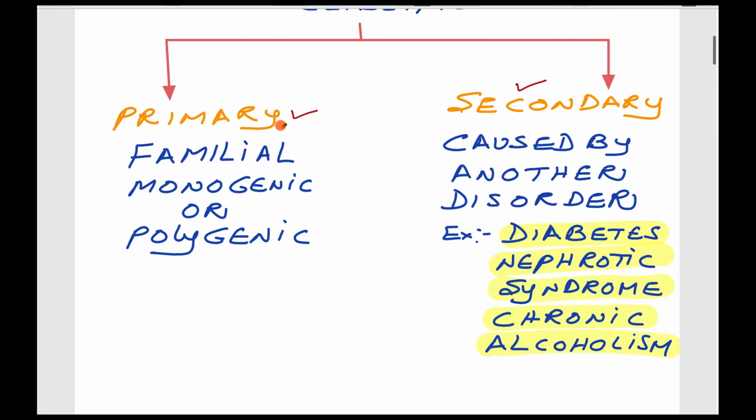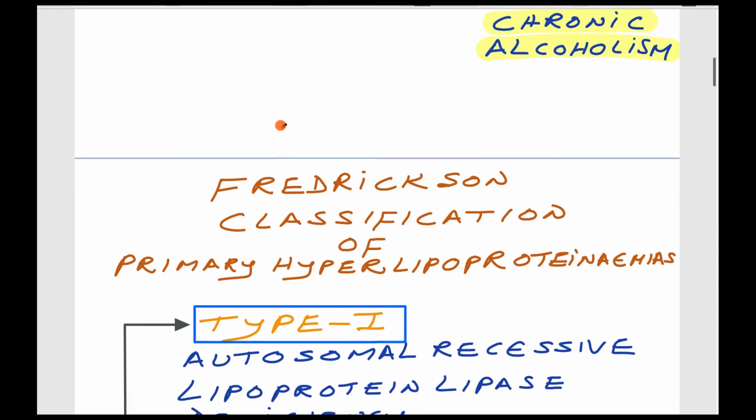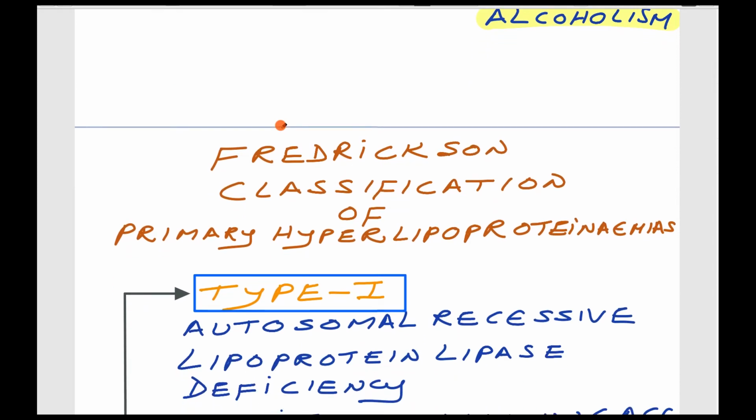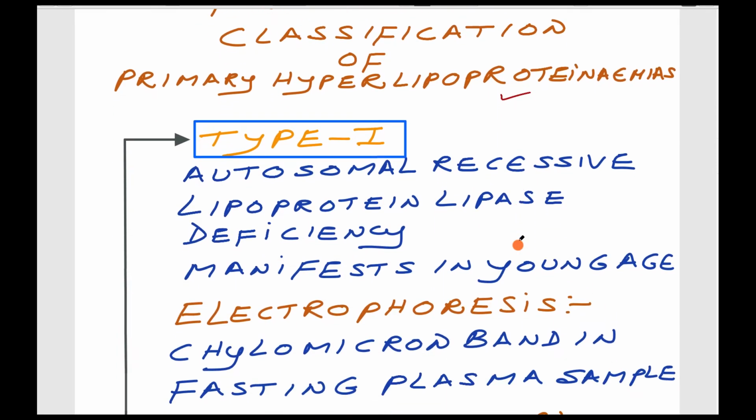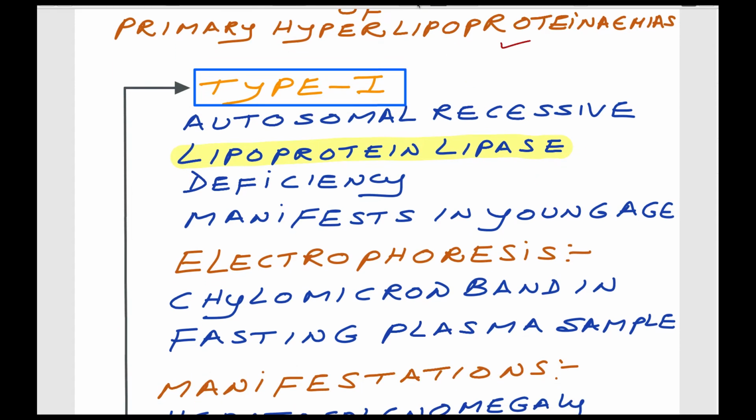Here, let us see the classification. It is called the Fredrickson classification of primary hyperlipoproteinemias. There are 5 types. Type 1 is autosomal recessive, with lack or deficiency of lipoprotein lipase. It manifests at a young age.